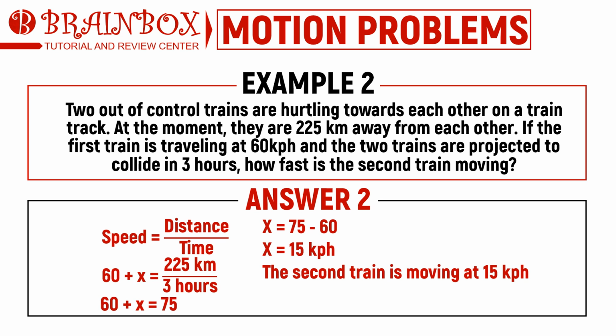Substituting for the given values while noting that the speed of the two trains combines, we have the equation 60 plus x equals 225 divided by 3. Solving for x, we can see that x equals 15. Therefore, the speed of the second train is 15 kilometers per hour.